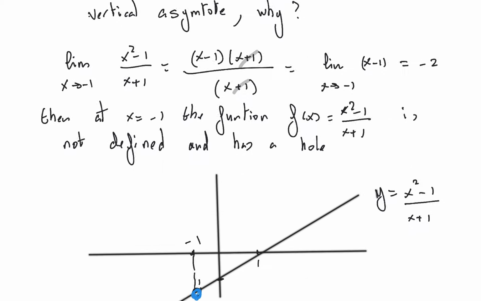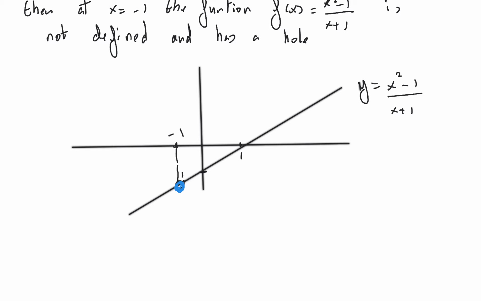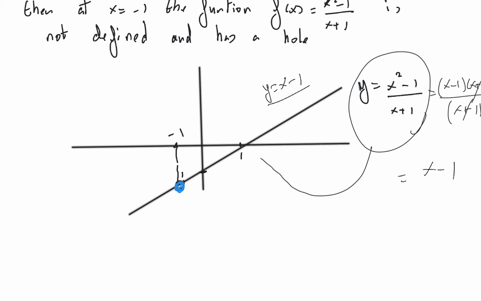The function indeed, remember that this is x minus 1 multiplied by x plus 1 divided by x plus 1. So the function is the same as the function x minus 1. This is the function y equals x minus 1. But this function is the same as that one with a hole here. It is not defined at x equals minus 1. So this is an interesting concept.